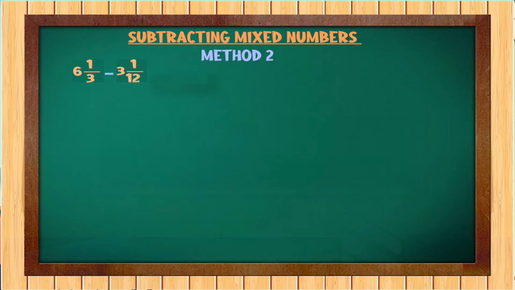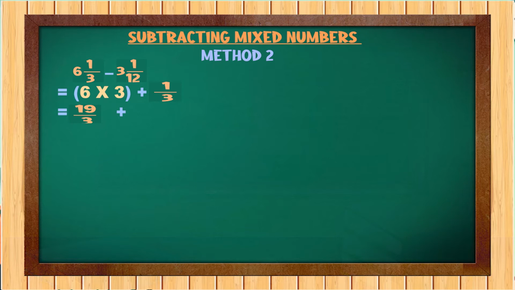So let's work our activity step by step. Using the same sum, which is 6 1/3 subtract 3 1/12. According to method 2, we have to first convert those mixed numbers into improper fractions. So let's look at 6 1/3 first. We're going to convert that into an improper fraction. To do this, we simply multiply the whole number by the denominator and add the numerator. So when we multiply 6 times 3 and we add 1, that would give us 19. But 19 is not a fraction. We have to put back the denominator. So the improper fraction then would be 19/3.